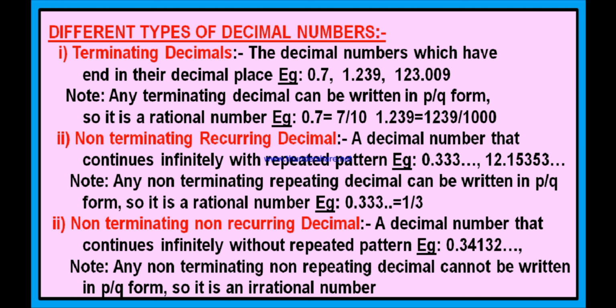Is it clear now, students? Is it clear? Can you understand what are the different types of decimal numbers? And out of all the three, what type of decimal numbers are rational numbers and what type of decimal numbers are irrational numbers? Can you distinguish between the different types of decimal numbers?